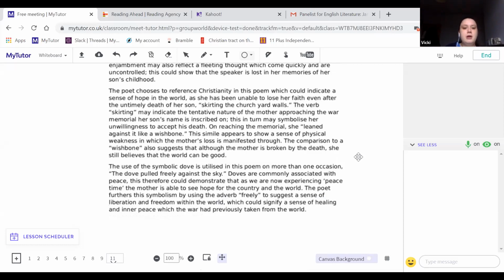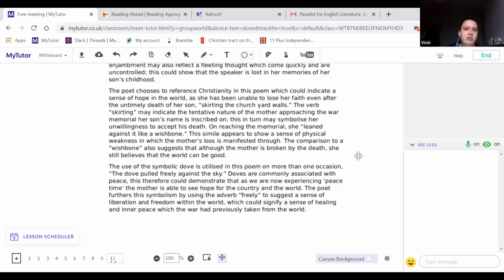The use of the symbolic dove is utilised in this poem on more than one occasion. The dove pulled freely against the sky. Doves are commonly associated with peace. This therefore could demonstrate that as we are now experiencing peacetime, the mother is able to see hope for the country and the world. The poet furthers this symbolism by using the adverb freely to suggest a sense of liberation and freedom within the world, which could signify a sense of healing and inner peace, which the war had previously taken from the world. So I think I've done some really deep analysis there and taken it really far.